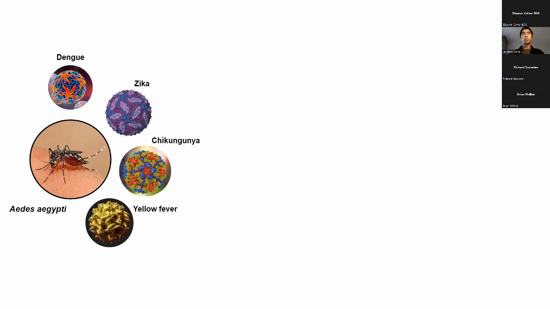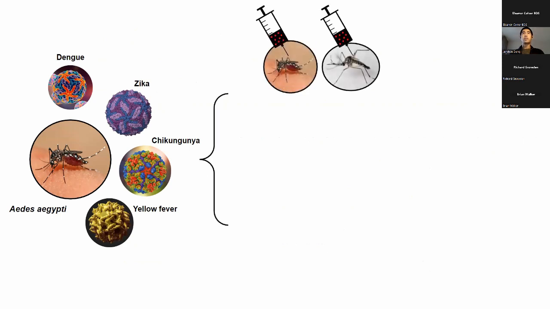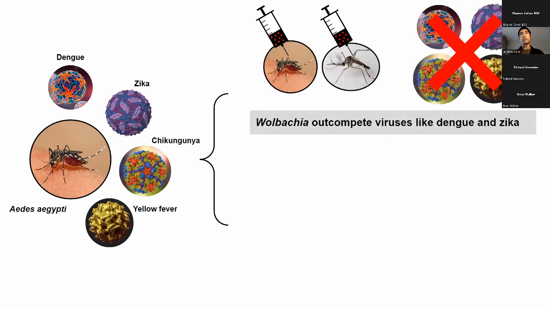So how people combat those pathogens using Wolbachia is that there are two ways. First, they infect those mosquitoes with Wolbachia, and because Wolbachia can compete with those pathogens, some strains are very powerful. So the Wolbachia will just outcompete viruses like dengue and Zika.